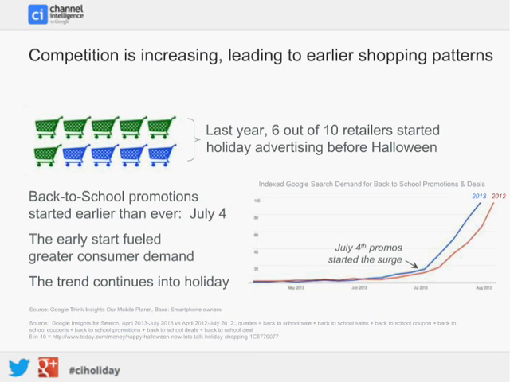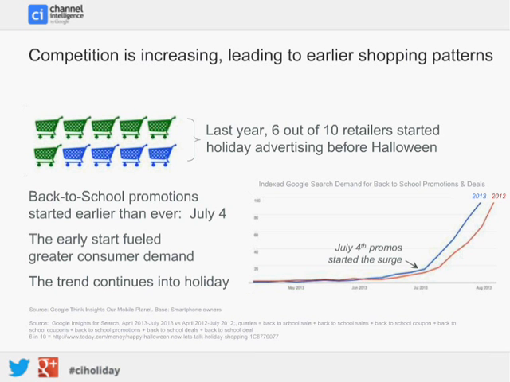And I think that it's pretty clear that this audience believes that you need to start early with holiday promotions from that last poll. Let's look at some other statistics. So last year, 6 out of 10 retailers started holiday advertising before Halloween. That is a little bit more than what the poll results showed today, but not too far off.